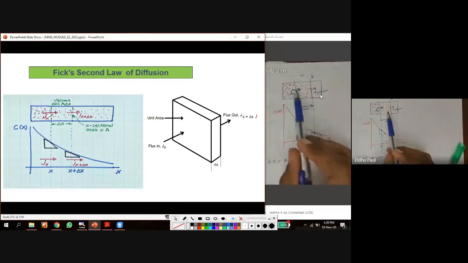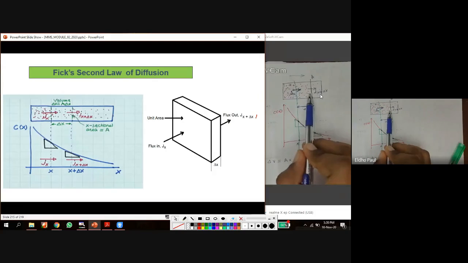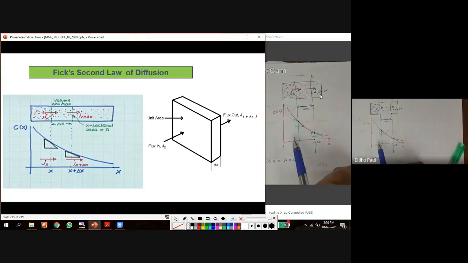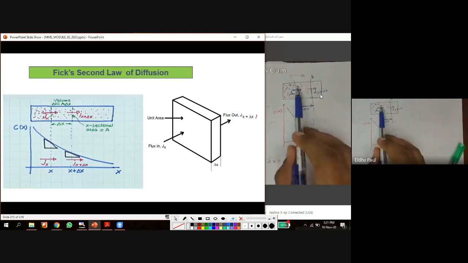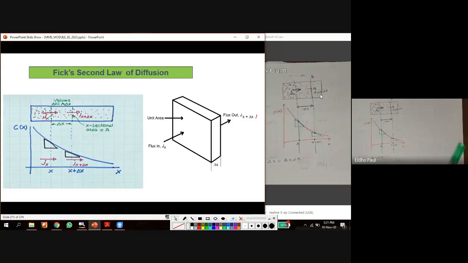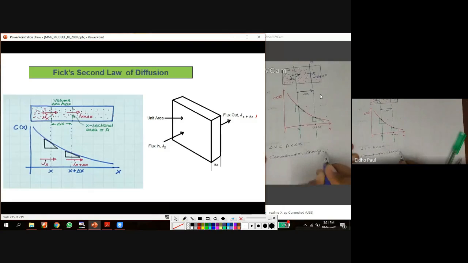What is the change in the concentration in this volume, delta V, as a function of time? When the time changes from T1 to T2, or delta T time, what is the change in the concentration in this volume? That I am going to calculate. So what is the concentration change in delta V?